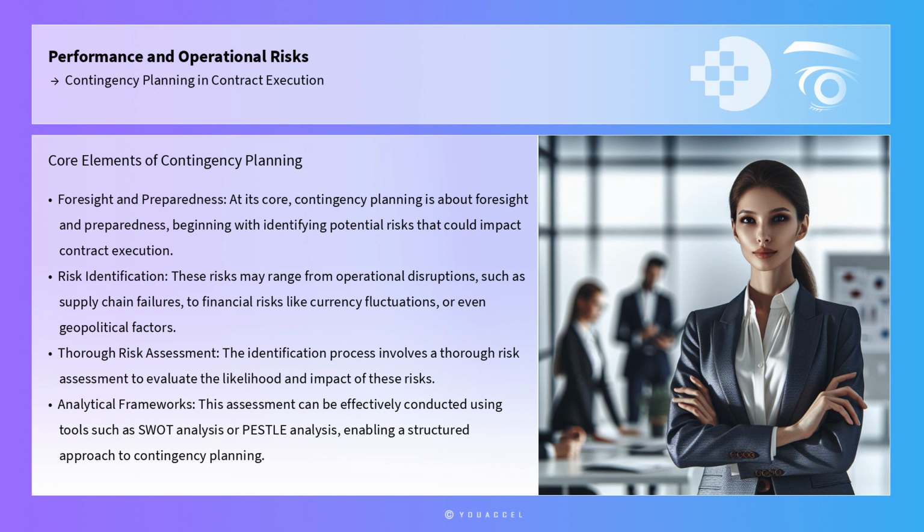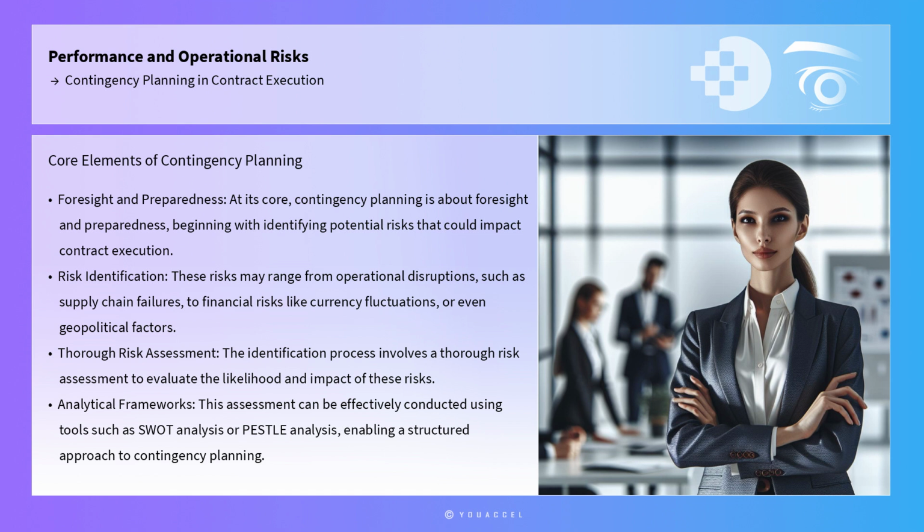At its core, contingency planning is about foresight and preparedness. It begins with identifying potential risks that could impact contract execution. These risks may range from operational disruptions, such as supply chain failures, to financial risks like currency fluctuations, or even geopolitical factors that could affect contract performance.